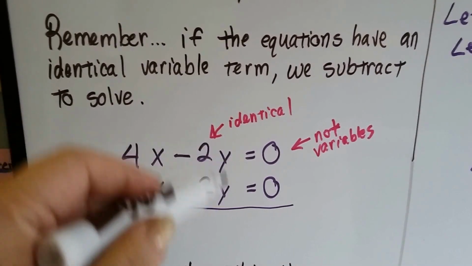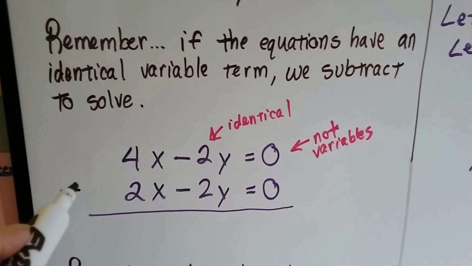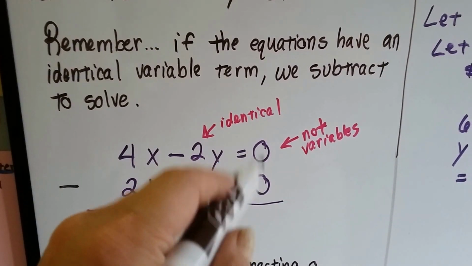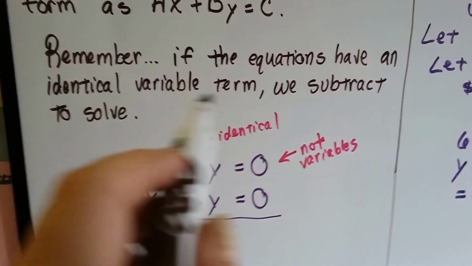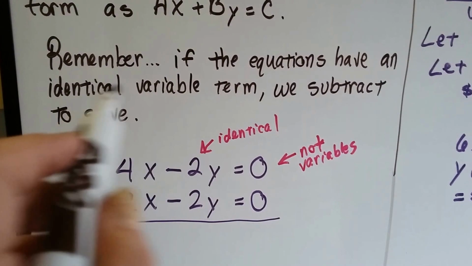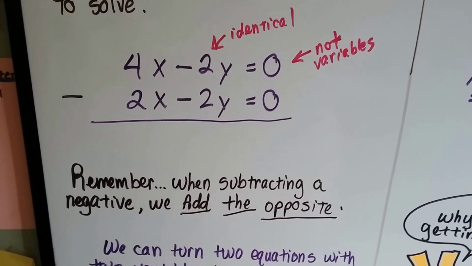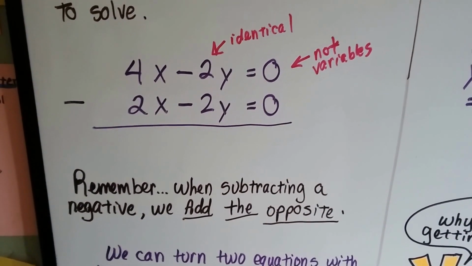These both have negative 2y, so we could subtract to solve these. Now these don't count because these are constants. They're not variables. It has to have the same identical variable term, and that's not a variable, is it? That's a constant. And remember, when we're subtracting a negative, we add the opposite, okay?